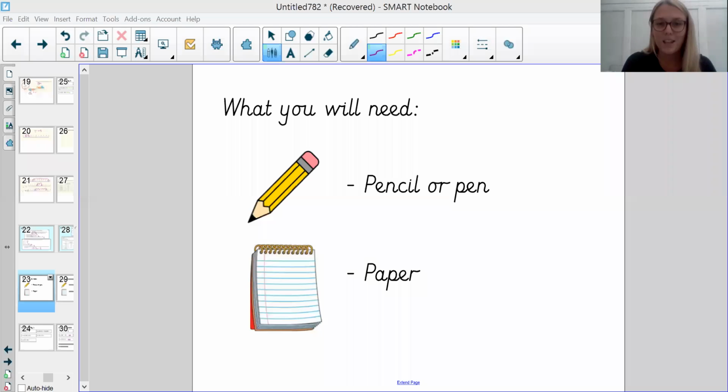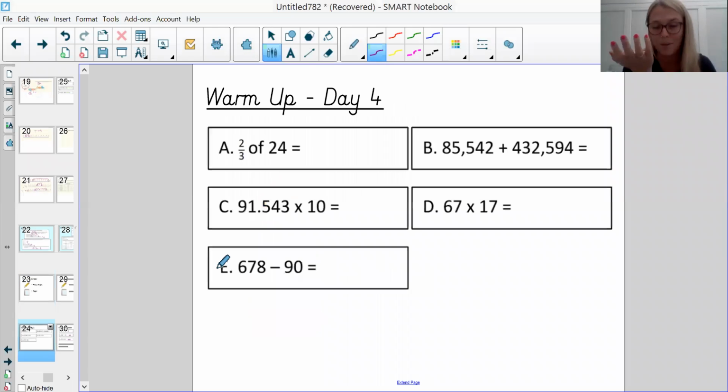Okay, so you will need a pencil or a pen, something to write with, and a sheet of paper to do your calculations on and write your answers down. So warm up for today, same as most other days apart from Fridays. You have got 5 questions to have a go at. Pause the screen, give yourself 5 minutes, and then join me back in just a second and we will go through the answers together.